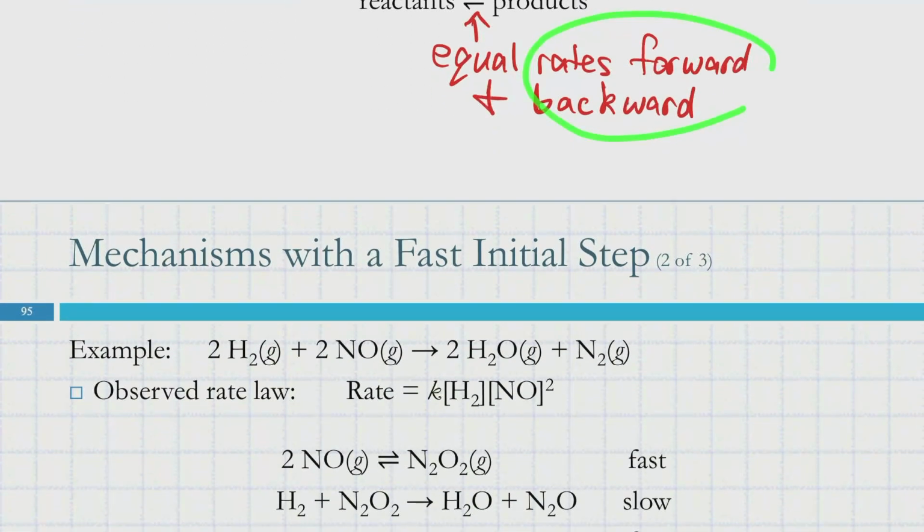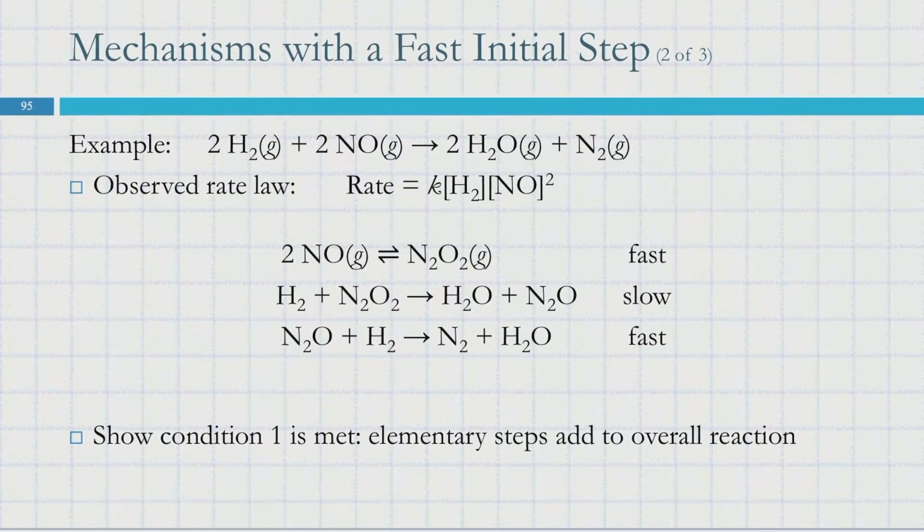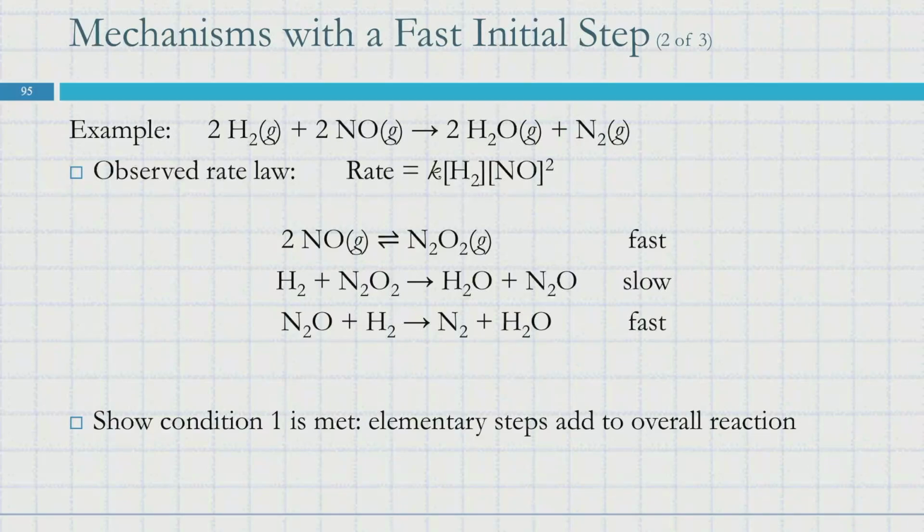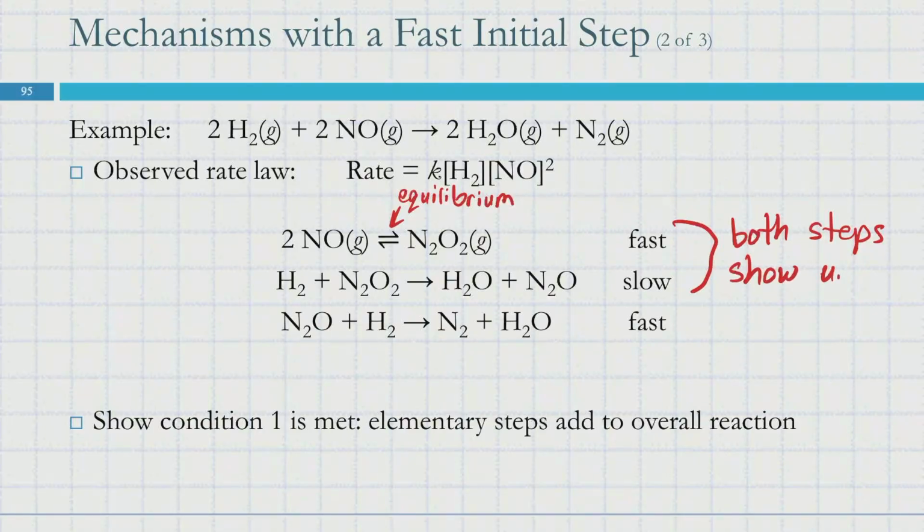So if we have a fast initial step, like in this reaction, and then a slow step, and then another fast step, this fast step is at equilibrium. And now these first two steps both contribute to the overall rate law.